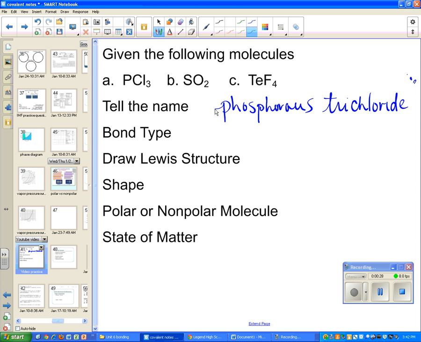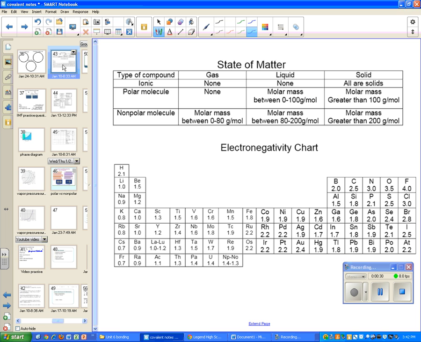The bond type we figure out by looking at the electronegativity. On the electronegativity chart, we're going to look at P, which is 2.1, and Cl. So in PCl3, I don't worry about the 3, because I'm looking at just the bond between one P and one Cl, not 3 Cls. They don't bond to 3 at one time like that.